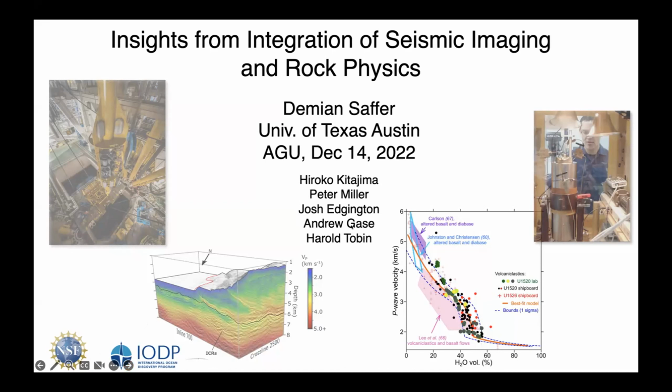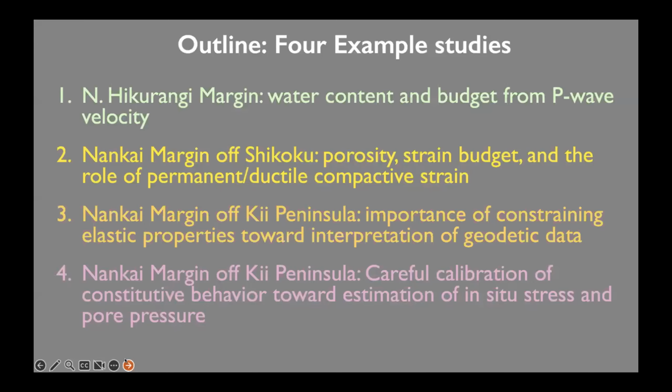What I'm going to do is really just show 4 very quick vignettes of work that I think highlight different ways that this might be done or ways that it could be useful. This is work that a number of folks in my group have done, including Hiroko, which many of you know, Peter Miller, who's a grad student now at UT Austin, Josh Edgington, also a grad student, Andrew Gase, who is known by many folks here, and then this guy, Harold Tobin. I'm going to blow through these pretty quickly, but I'm very happy to chat with folks offline or afterward by email or set up a call if there's more interest.